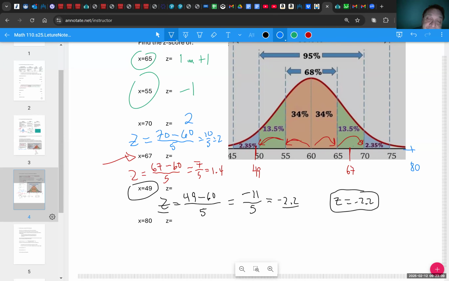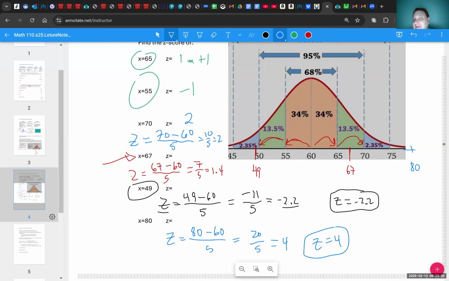Let's test it out. Z is equal to x minus mu over sigma. 80 minus 60 is 20. 20 divided by 5 is 4. So indeed, x equals 80 has a z value of 4, which is 4 standard deviations above the mean, which is basically at a frequency almost of 0, right? So the frequency of that x value is very, very small, because we're even outside the 99.7% of the data that lies between -3 and +3 standard deviations.